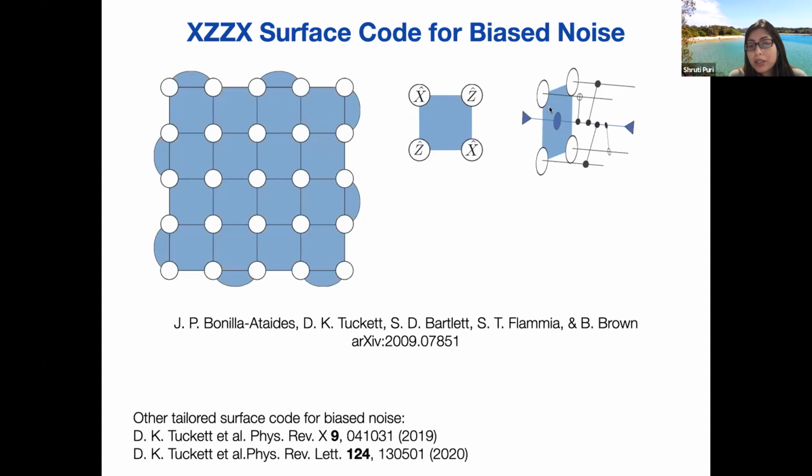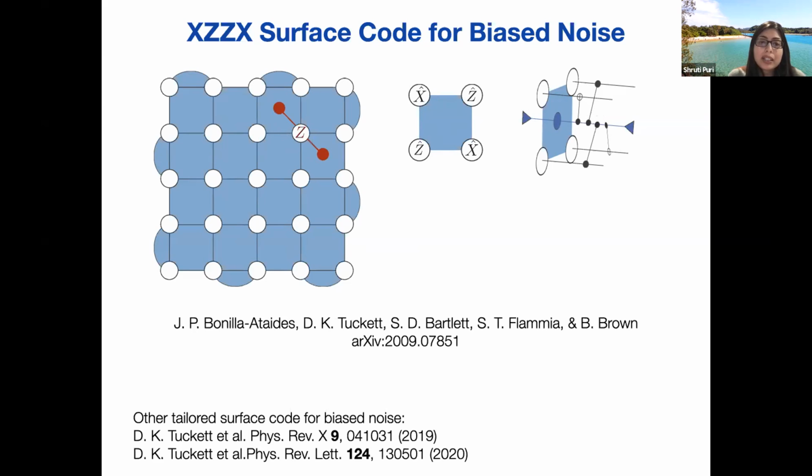Now, if you wanted to measure the value of these stabilizers, what you're going to do is put an ancilla qubit at the center. You're going to initialize the ancilla qubit in a certain state. You do these CNOT and CPhase gates between the data qubits and the ancilla qubit, and then you measure the ancilla, and that tells you if there was an error or not.